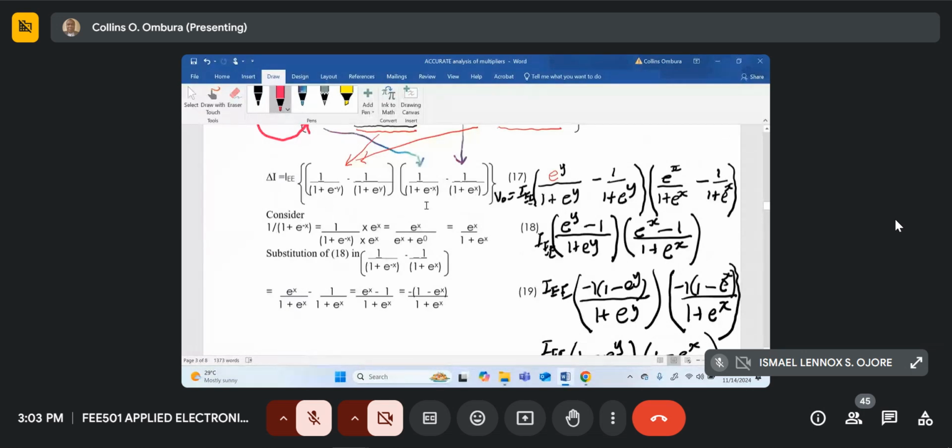Now to simplify 17, let's consider this function over here, 1 divided by 1 plus e to the x, which I can write in this form, 1 divided by 1 plus e to the minus x. Then I multiply numerator by e to the x, and denominator by e to the x. So the numerator will become e to the x, and the denominator will become e to the x and e to the 0.